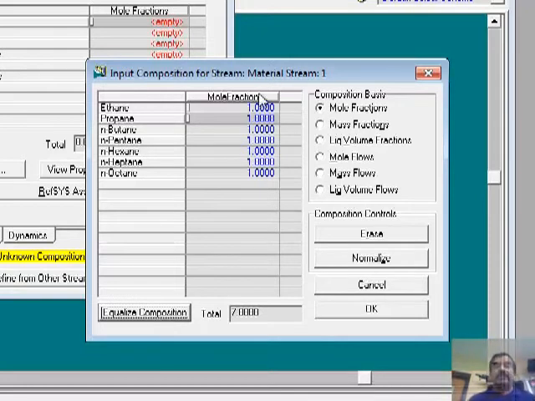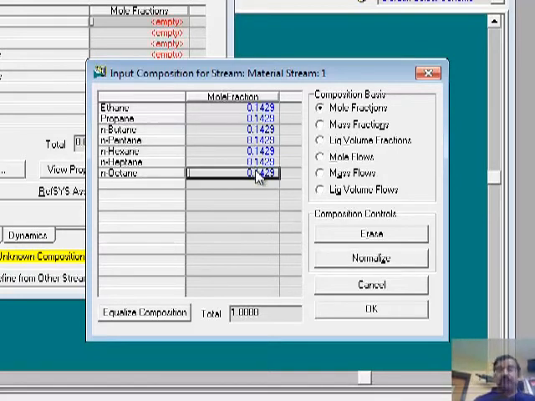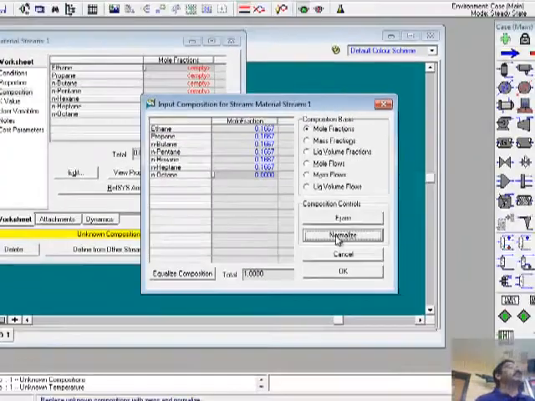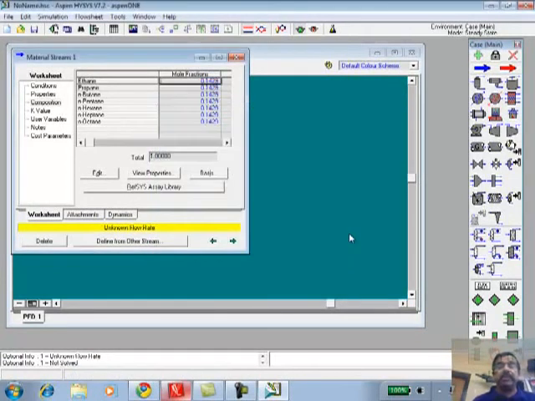Now, it says mole fraction, but mole fraction must add to 1. It cannot add to 7, right? So it has another feature called normalize. Okay? So it normalizes that, and then I have a mole fraction of 0.1429. Now, you can go and change this to 0 if you want, and then say normalize again. But let me just keep it as an equimolar mixture. And press OK, and that's it. So, I've entered all the compositions.